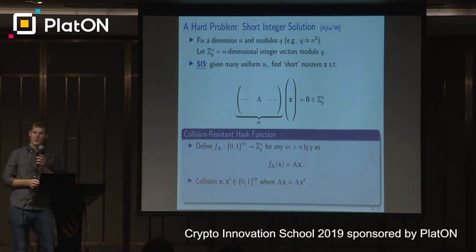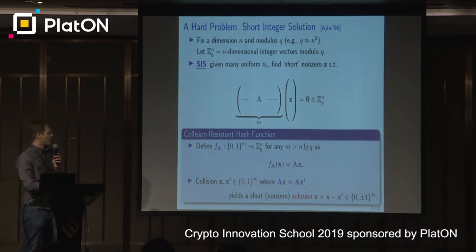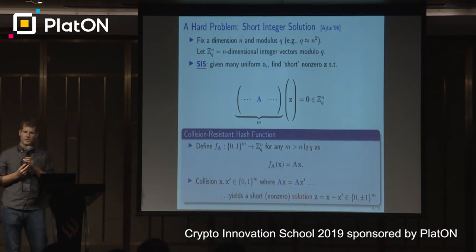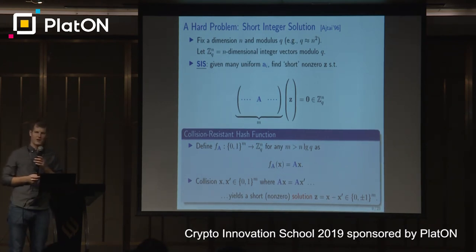then what can we do to solve SIS? We can just subtract and collect terms. By setting z to be x minus x prime, it is the case that A times x minus x prime is zero. And so this vector z, which is non-zero and has plus minus one or zero entries, is a solution to SIS. So for this random choice of A, finding a collision in this function gives us a solution to the SIS problem. And therefore, if the SIS problem really is hard, which we believe it is, this function is collision resistant. Is there any question about this so far? This is the very first cryptographic result of this literature.